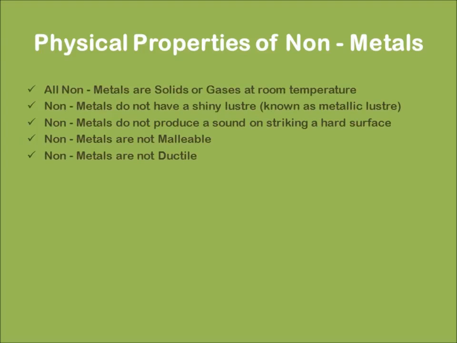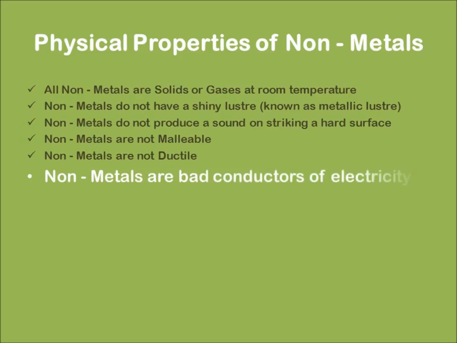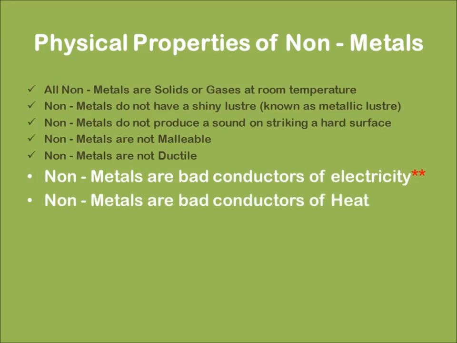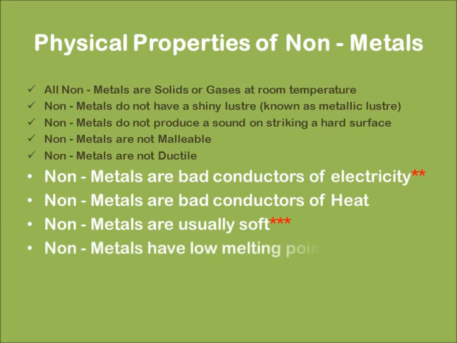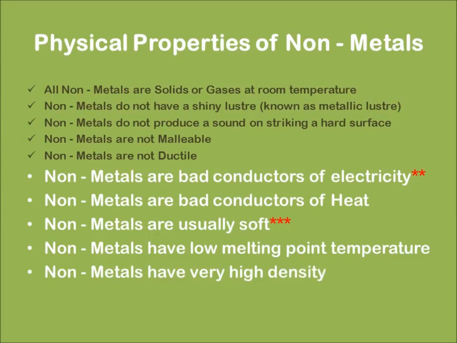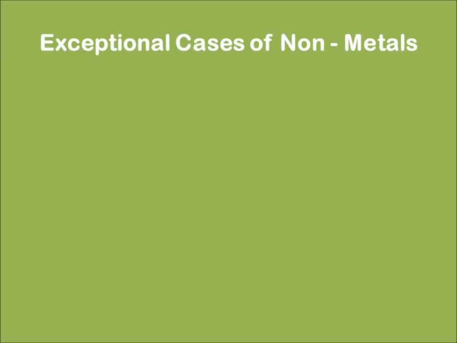Now, some more physical properties of non-metals: non-metals are bad conductors of electricity. Also, non-metals are bad conductors of heat. Non-metals are usually soft. Non-metals have a low melting point temperature, and non-metals have a very high density. Again, here I have two exceptional points. Now let me discuss these two exceptions.